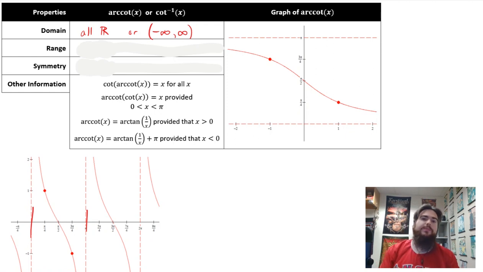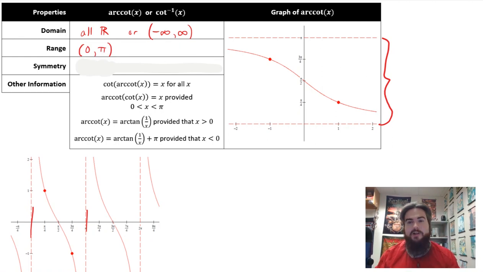Starting with the range. The range, in this case, is from 0 at the bottom of our asymptote to our top asymptote, which is at pi. That means our range is from 0 to pi, non-inclusive. Why is that inconvenient? Because arctangent also had a similar kind of setup and no asymptotes in the middle, and I said earlier that was actually pretty nice. The reason that this is inconvenient is because it does not really overlap well with arctangent.